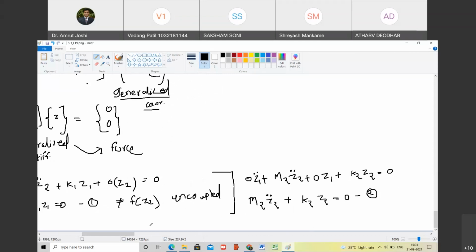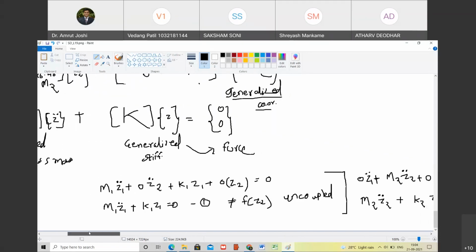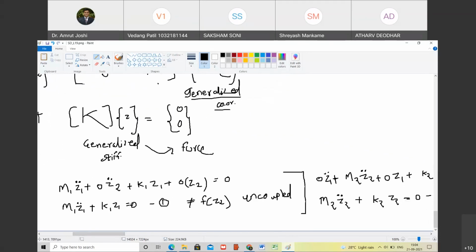So now I have to solve for these two equations. Now you are going to tell me what is the natural frequency of these two single degree of freedom systems. From equation 1 we will get one natural frequency. That is how much? Root of K1 by M1.